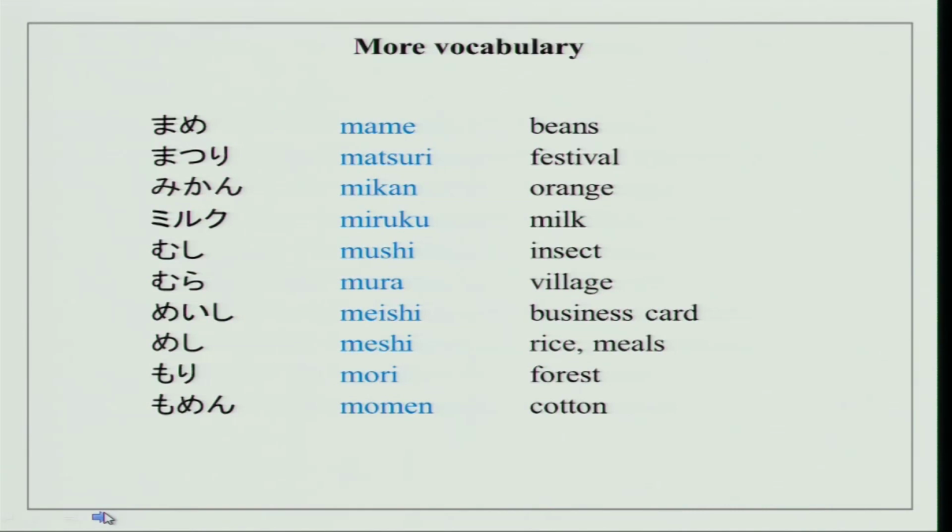There is more vocabulary for you, which is very, very important. You have to learn this vocabulary as it will help you in making sentences later and in talking. Mame, matsuri, mikan, miruku. You can see miruku is written in katakana again because it's a foreign word. Mushi, mura, meishi, meshi. Now, these two words sound very similar, but one is meishi, which means a business card, and the other one is meshi, which is rice or meals. Mori, momen.